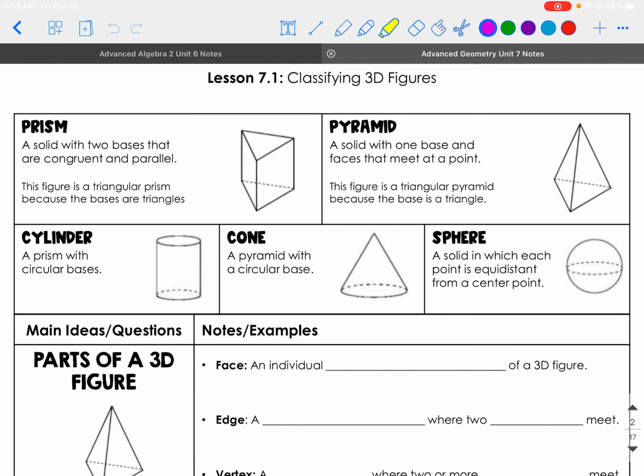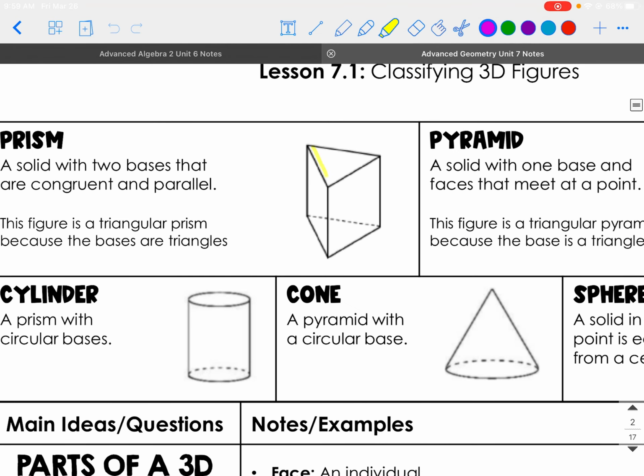And so in this case, we have two triangles here and here. Those would be your bases. And it did happen that they are the top and the bottom, but if I tipped over this prism, those would still be the bases. Your bases don't change based on how the prism is laying.